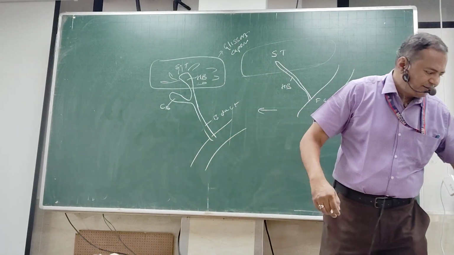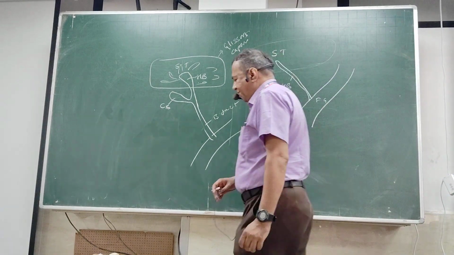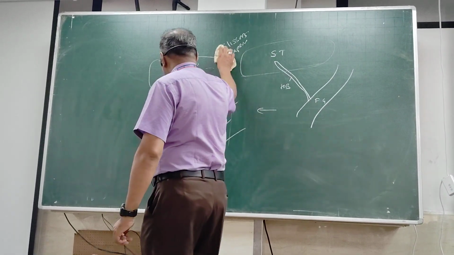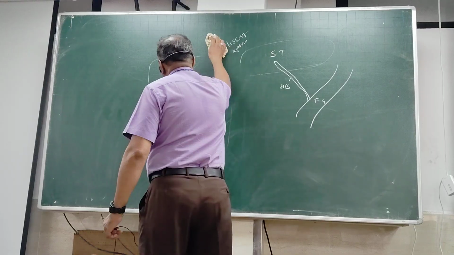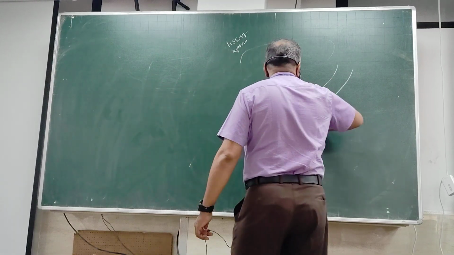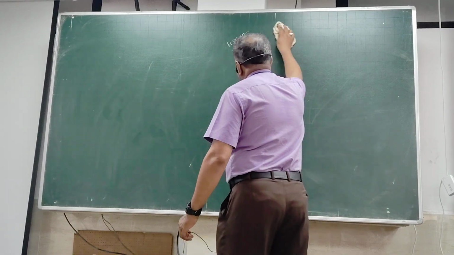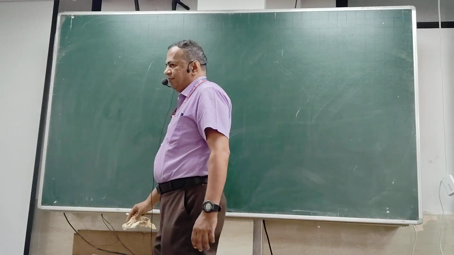This liver is done now. Gallbladder is also done. Pancreas development is also done. Now we go to midgut. We go to development of midgut.